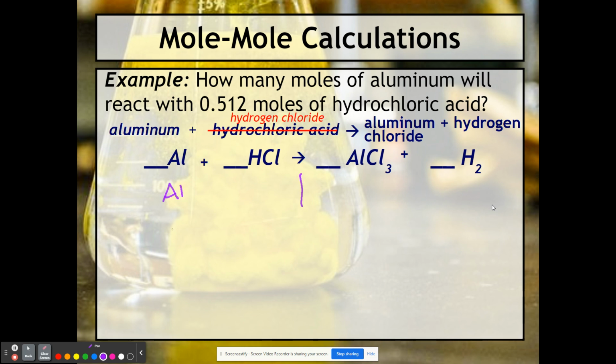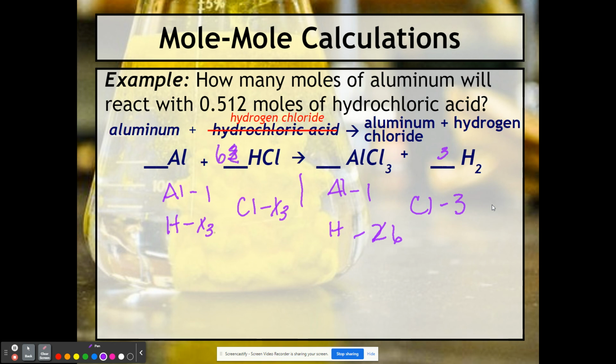I have aluminum, hydrogen, and chlorine. Start with chlorine, so I need 3 of those. That changes my hydrogen to 3 and my chlorine to 3. So the only thing that doesn't match now is my hydrogen. The best I can do between a 3 and a 2, the lowest common multiple, will be a 6. So I'm going to multiply this hydrogen by 3, and I'm going to erase that 3 and put a 6 here.